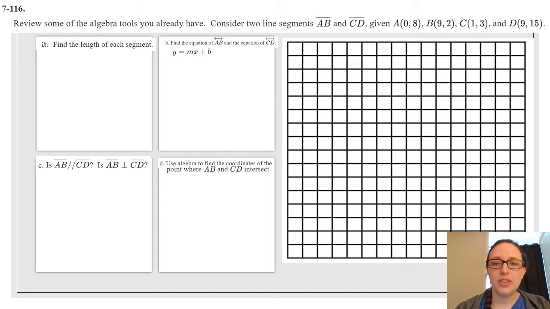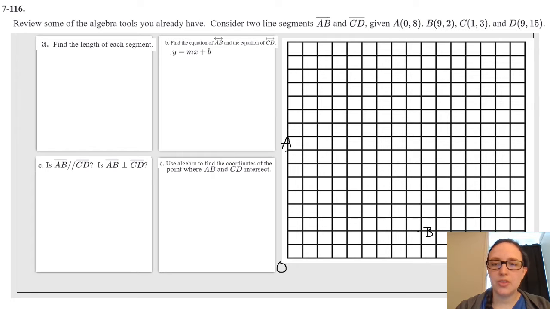We're going to start with these points, A, B, C, and D. So we're going to put these on the graph. We're going to assume that this bottom left-hand side is just 0, 0. And so we're going to put a point at 0, 8 and call that A. So that's going to be A right there. B is going to be at 9, 2. So it's going to be over here.